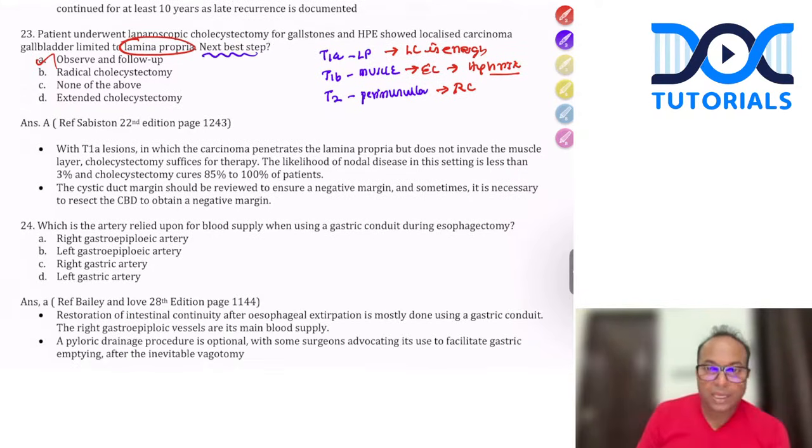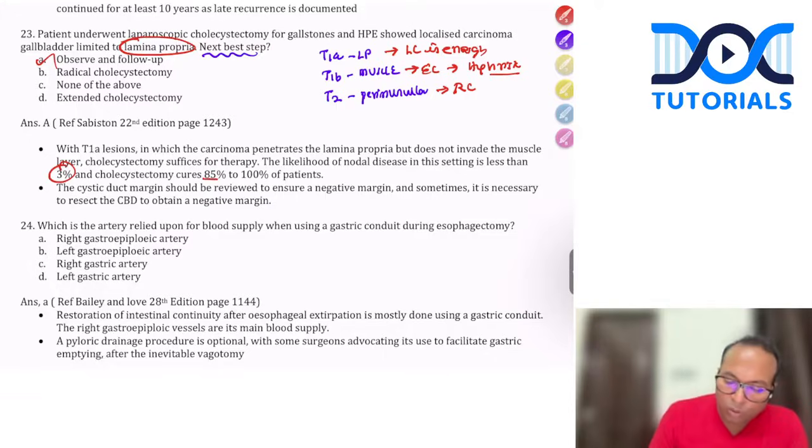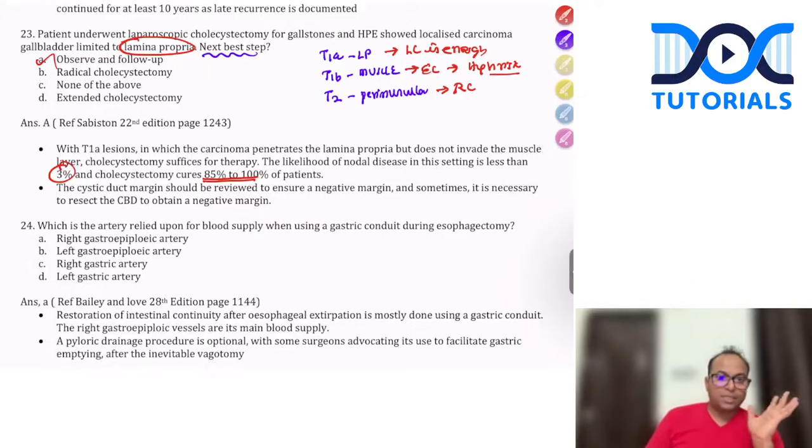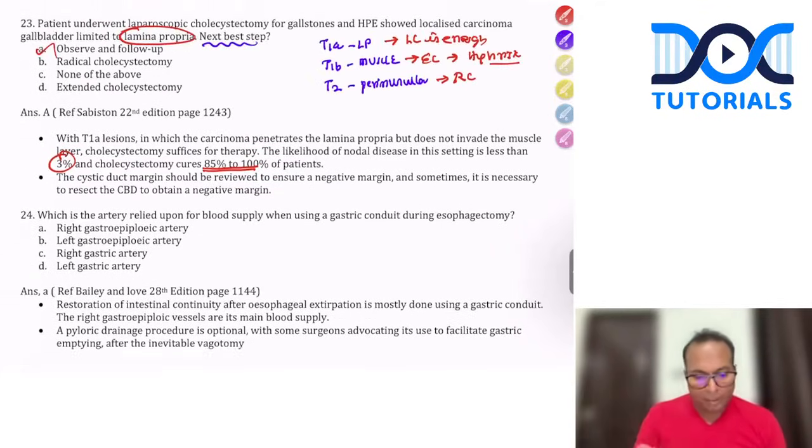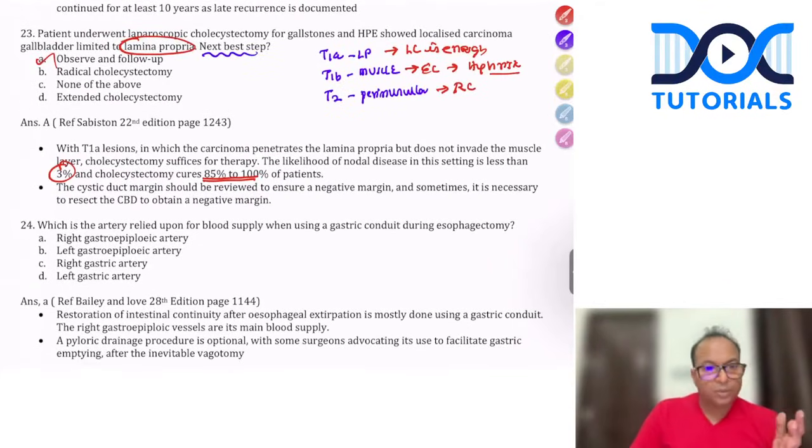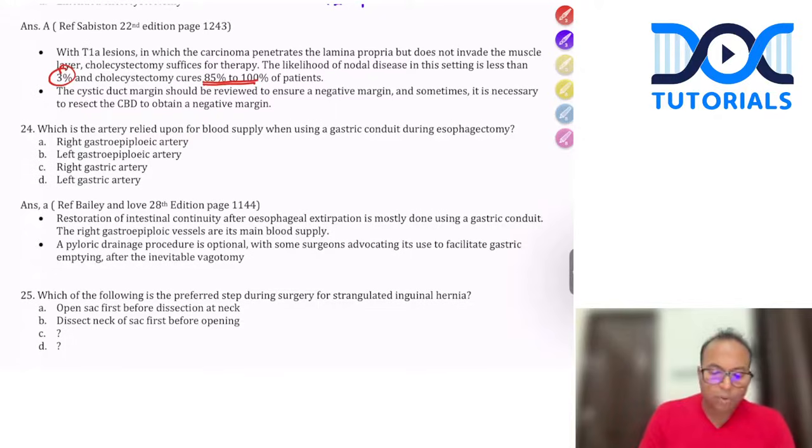The likelihood of nodal disease in this setting is less than 3%, and cholecystectomy cures 85 to 100% of patients. The only thing you should do is look at the cystic duct margin. If it is negative, nothing to worry. Okay, that's all. It's a NEET PG question. 23rd question, 24th question, all are NEET PG questions. I don't know why they ask NEET PG questions at NEET SS level.